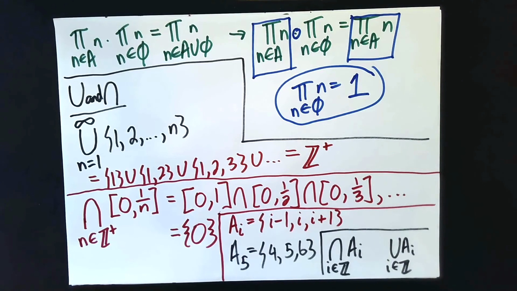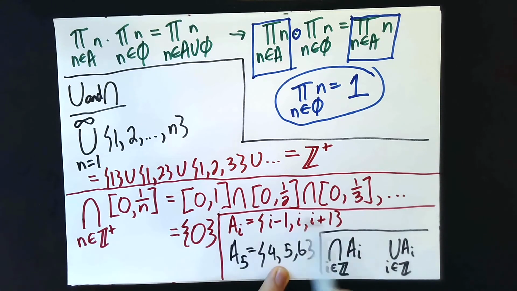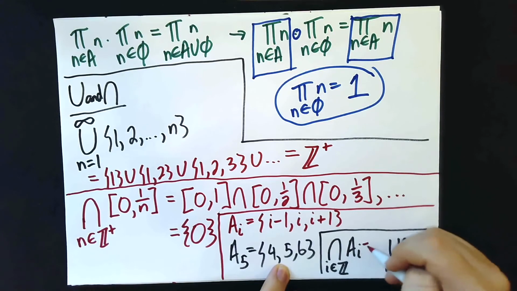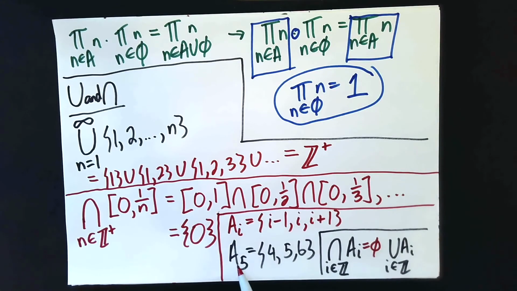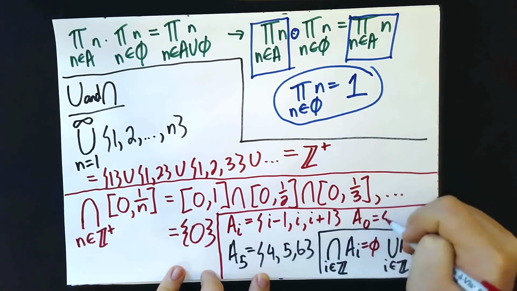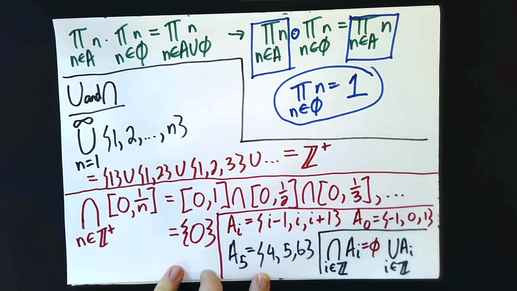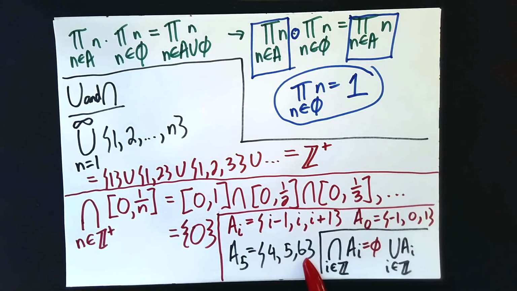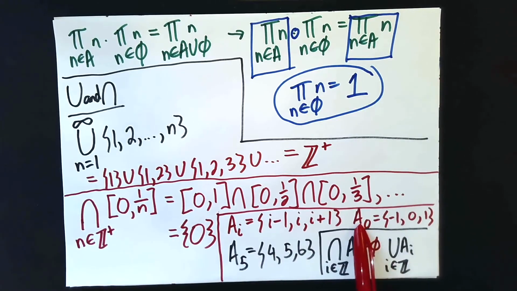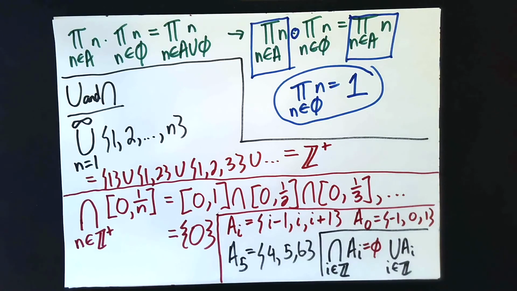So, this is the intersection of all of these sets. What is in all of them? Well, nothing is in all of them. This is the empty set. How do I know that? Well, I wrote down A_5 for you. It has 4, 5, and 6 in it. I could just as easily have written down A_0, which would be {-1, 0, 1}. And if you look at the intersection of {-1, 0, 1} and {4, 5, 6}, there are already no elements in common between these two sets. So if I throw a whole bunch more sets into the intersection, there can't possibly be anything left. So this is the empty set.